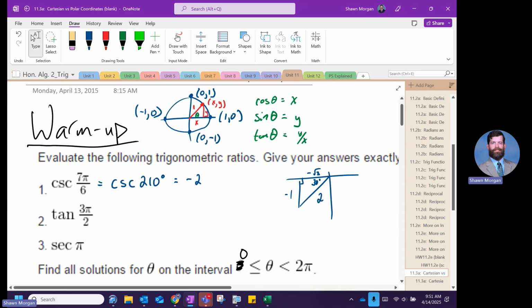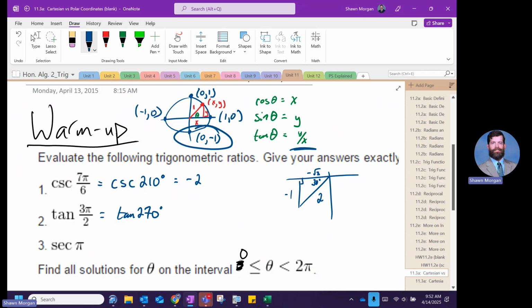Now, 3 pi over 2, Jack, is how many degrees? Beautiful. So the tangent of 270 gets me down right here, and I know the tangent is y over x, so that's negative 1 over 0. How do y'all feel about that? Undefined.